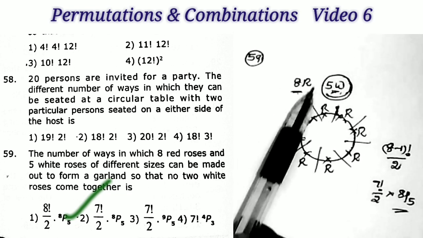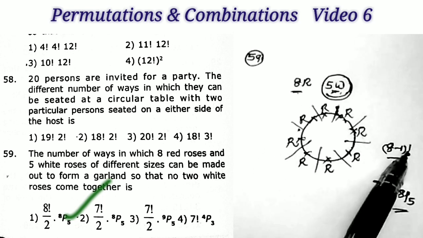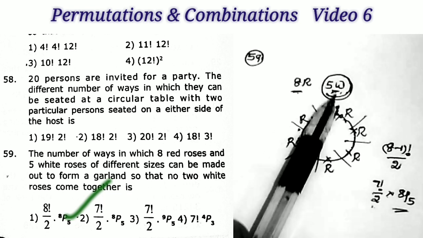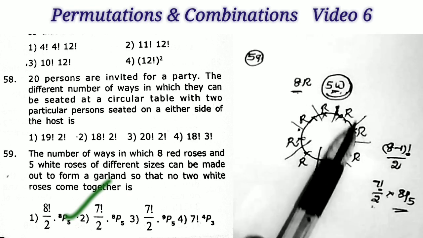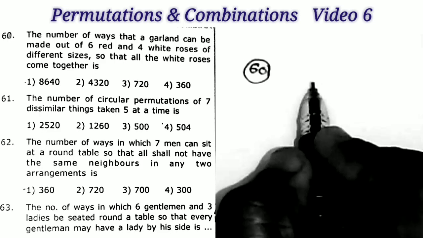So, no 2 white roses come together. First of all we have to arrange the 8 red roses. That can be done in 8 minus 1 factorial by 2, that is 7 factorial by 2. Now arranging the 5 white roses in the gaps is equal to 8P5. That's all. That is the answer, and that is the second option. Next question, sum number 60.